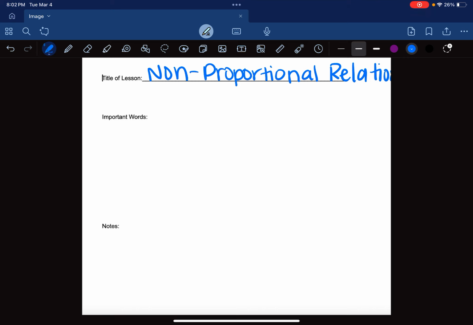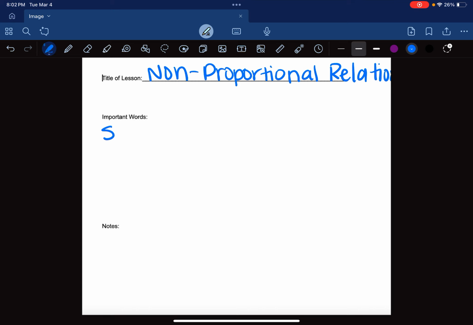Okay, so what I want you to know here is that we have specific words that represent slope and we have specific words that represent y-intercept. And I'm going to write these down for you so that you can remember them.